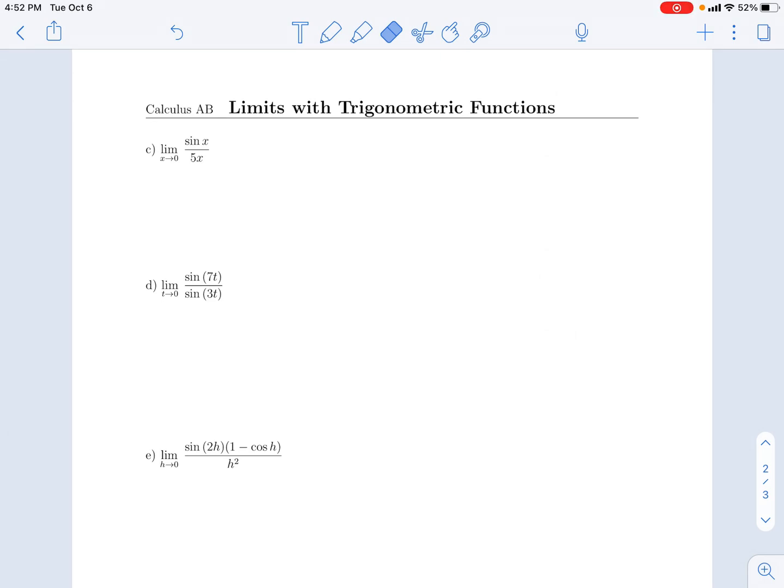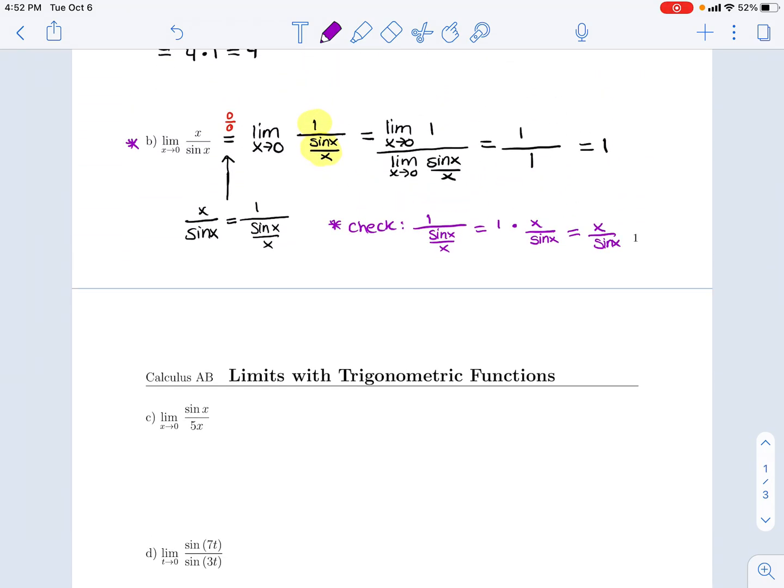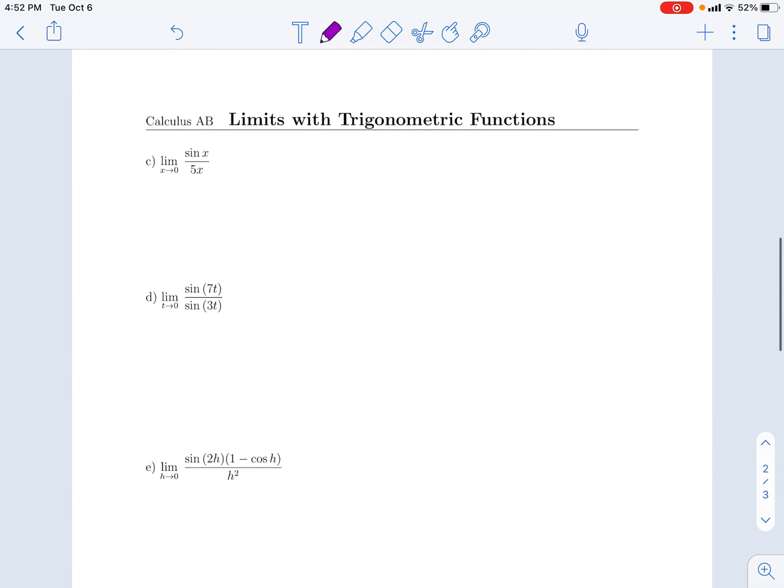Okay, so now we're going to continue on here. What we were talking about in the last video is that we picked up on the fact that the limit as x approaches 0 of x over sine of x is also just 1. Now looking at this limit here, I see that this is again very close to the limit as x approaches 0 of sine of x over 5x.